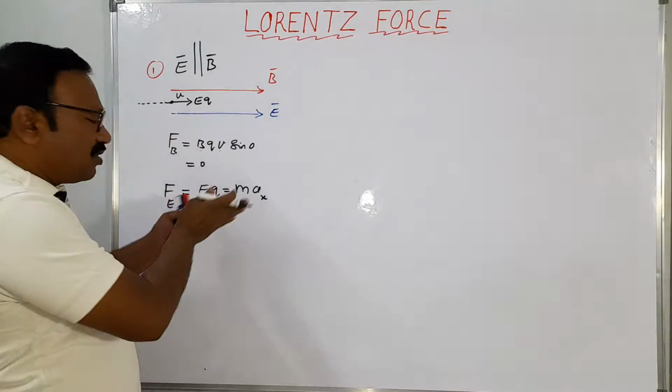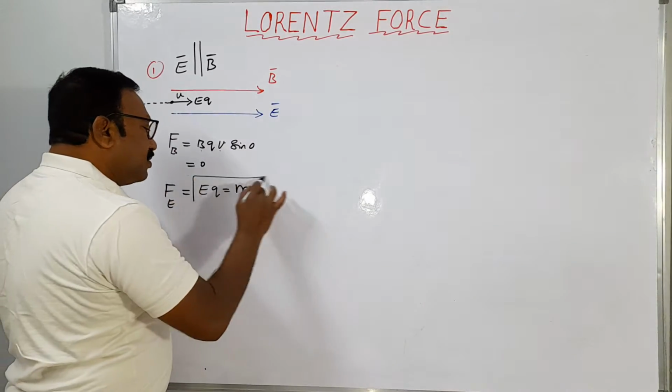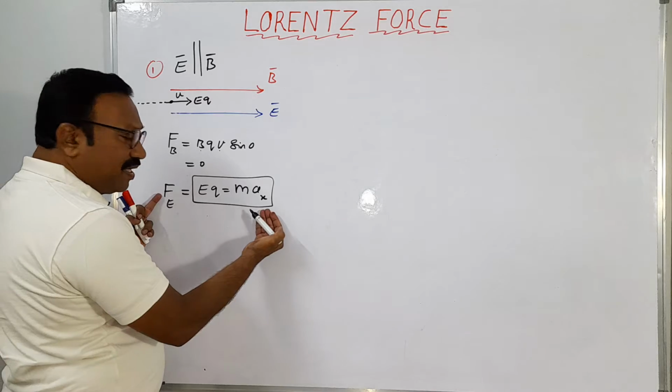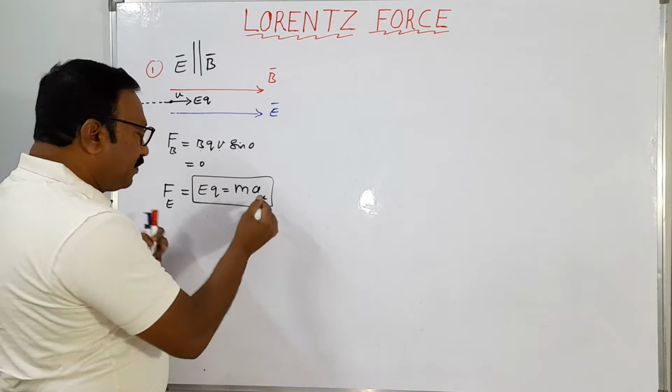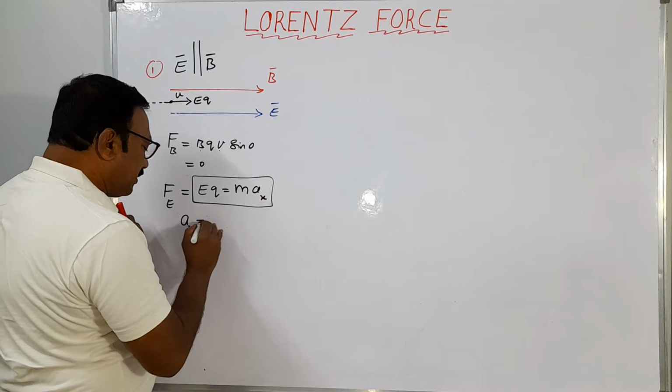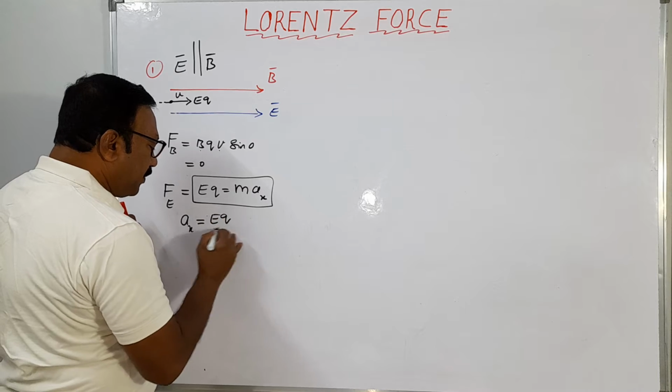Therefore, acceleration is also along the x-axis. So I have equated F = ma, where F = EQ. Therefore, the acceleration along the x-axis is nothing but EQ by m.